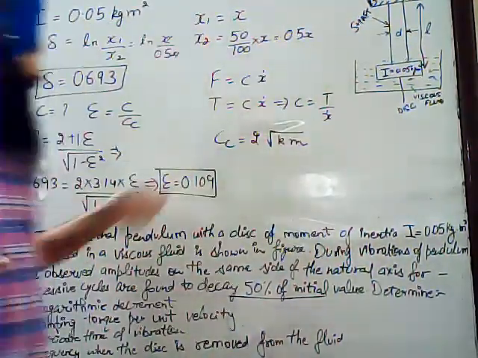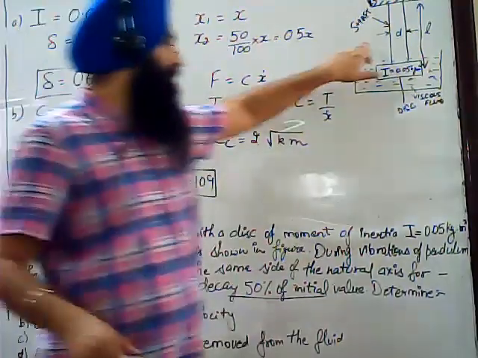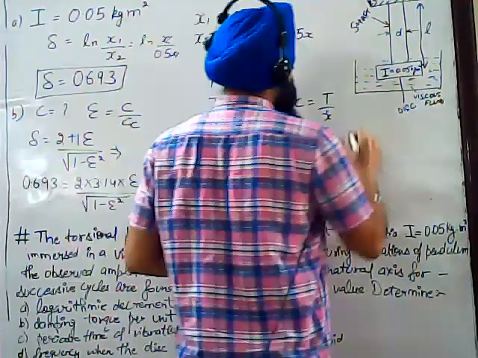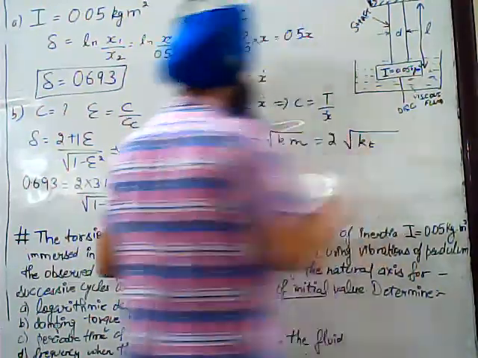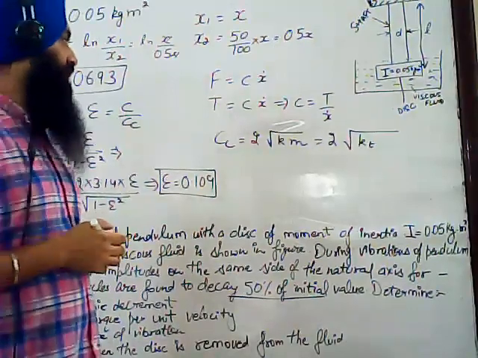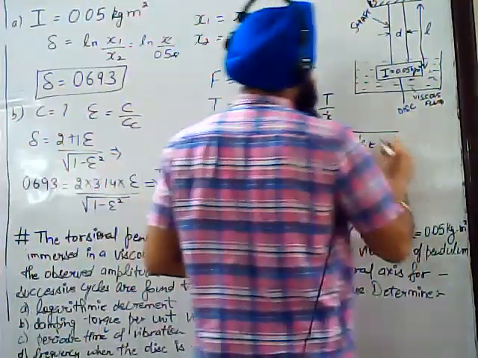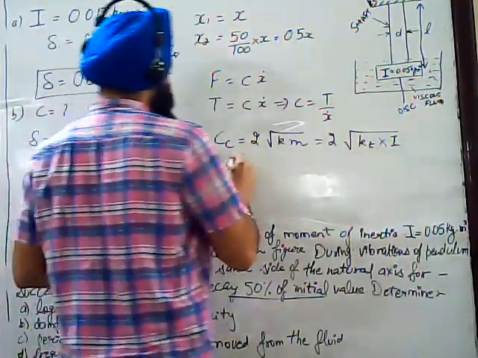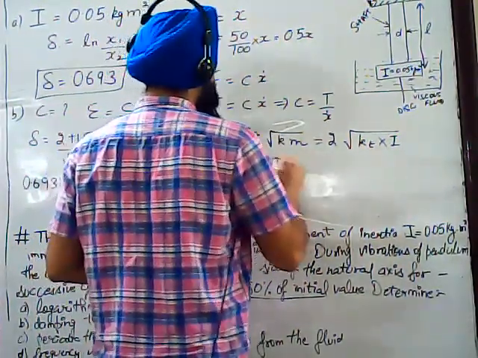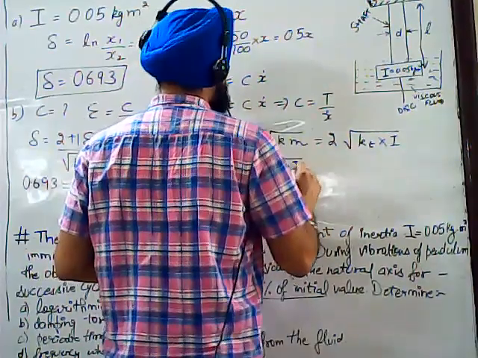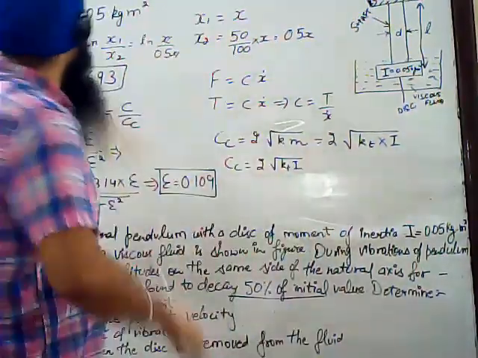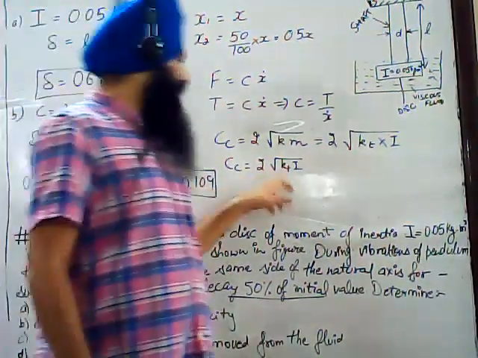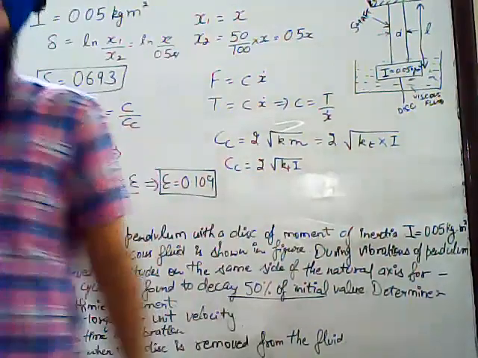We know that Cc is equal to 2 into under root Km. Since this is a case of a rotational system, this formula will be equal to 2 into under root Kt, where Kt stands for torsional stiffness, and mass will be replaced by mass moment of inertia. So the formula of Cc will be 2 into under root Kt into I. The value of I is given in the numerical. Its value is 0.05 kg meter square. So we have to find the value of torsional stiffness.